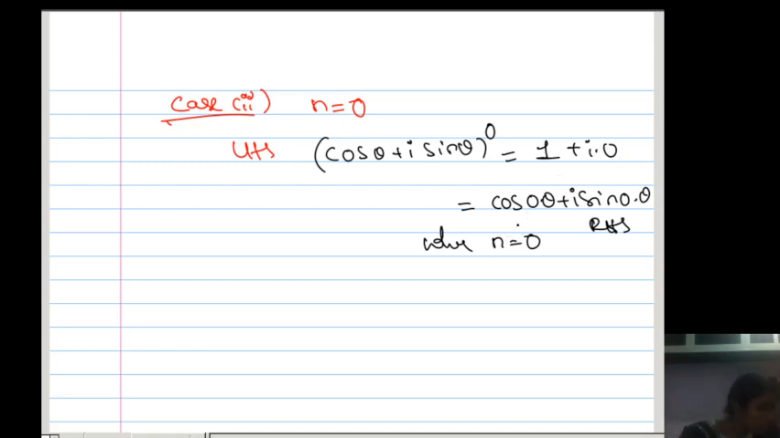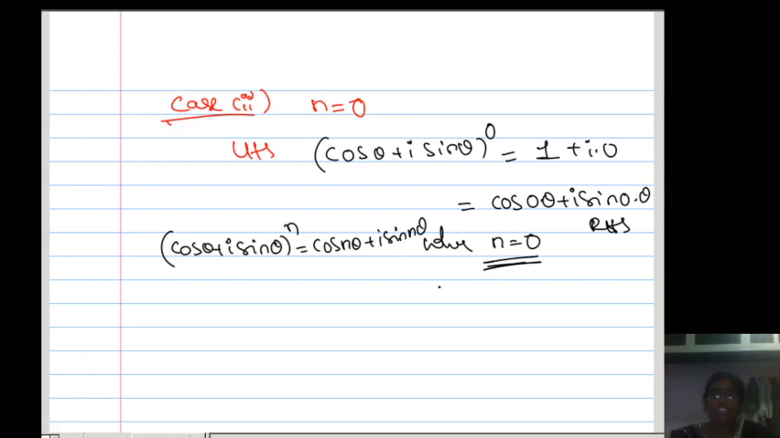So what is the relation? (cos theta + i sin theta) whole power n is equal to cos n theta plus i sin n theta, where n is equal to 0. The relation is true in the case of n equal to 0, we proved it here. So (cos theta + i sin theta) whole power 0 can be written as cos 0 theta plus i sin 0 theta, which means this relation is true in the case of n equal to 0.